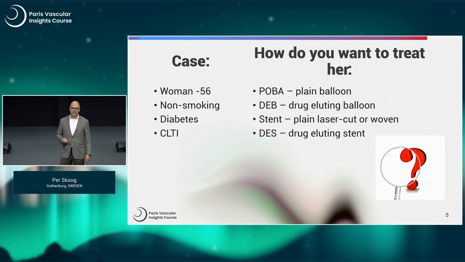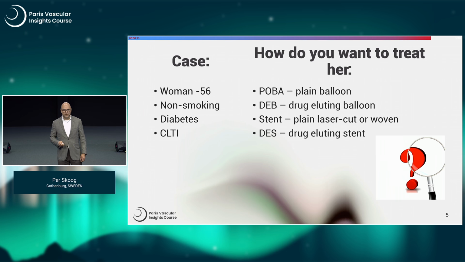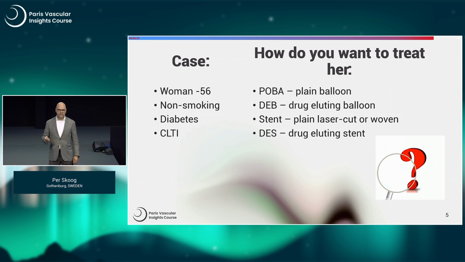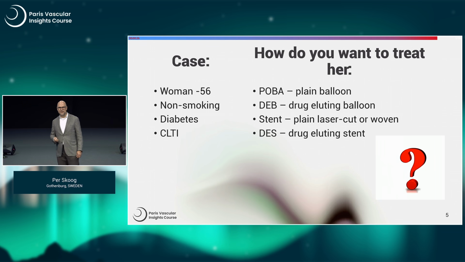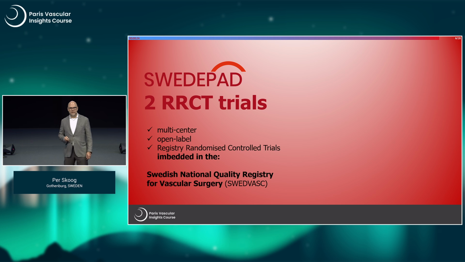Well, there are a lot of options. You can use POBA or drugs or stents, different kinds of stents, or bypass. Well, we performed the SWEDEPAD trial. It's actually two RCTs. They are embedded in our national vascular registry that covers almost all vascular interventions in Sweden.